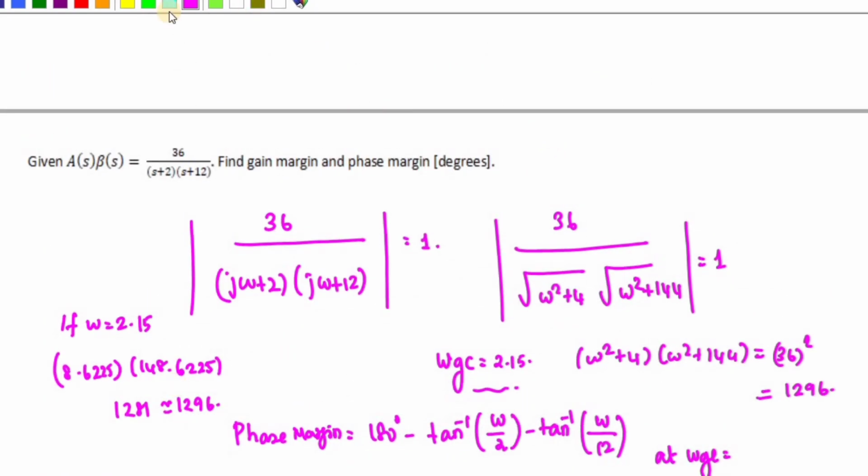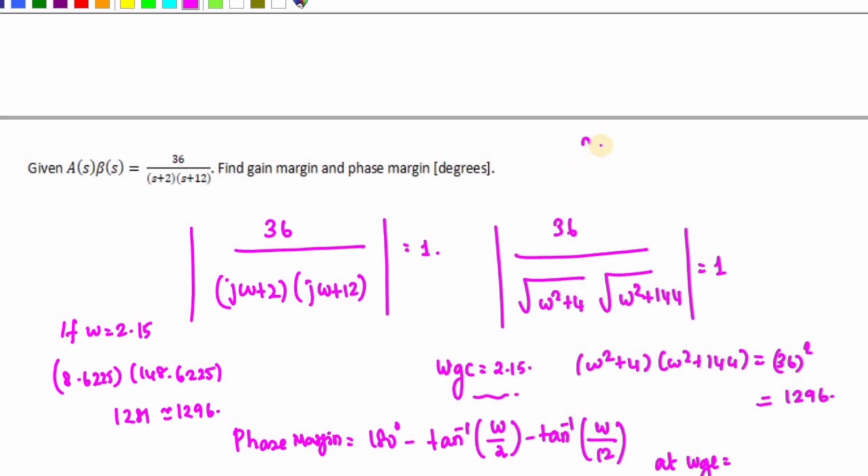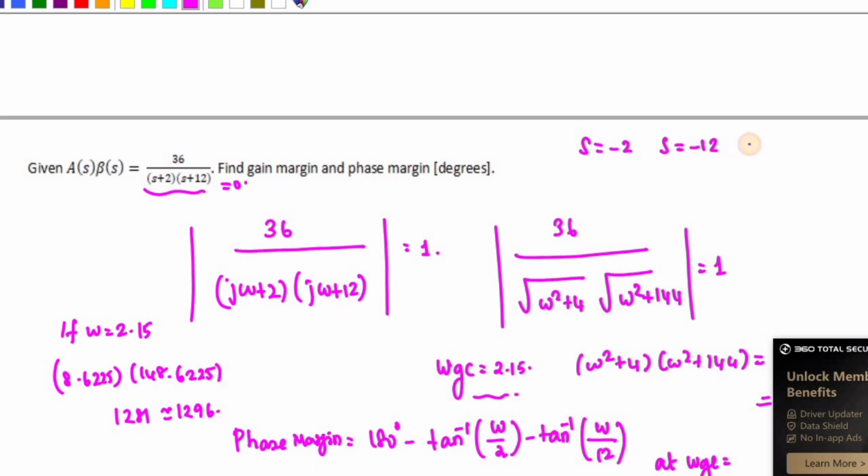Why is the gain margin infinity? Here you have two poles, right? When you equate the denominator of A beta equal to 36 divided by S plus 2 into S plus 12 to 0, you will get S equal to minus 2 and minus 12. These two are real poles, and you don't have any zeros, which means the gain margin is equal to infinity. That's the case.